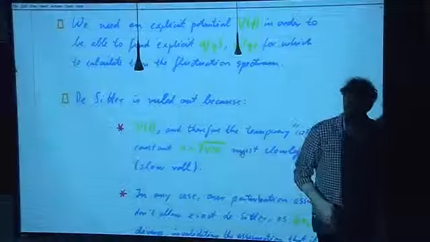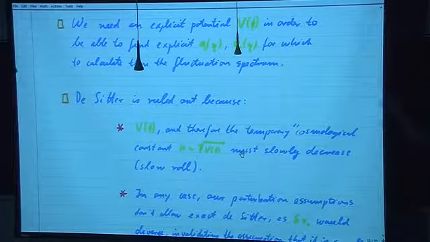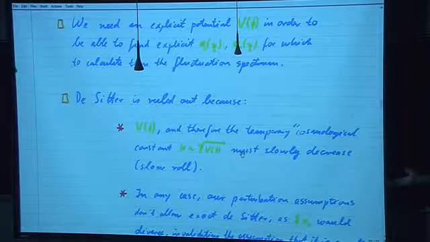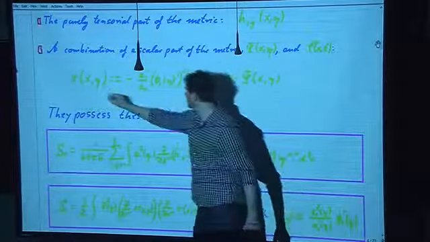Let me also remind you why de Sitter inflation is ruled out. Remember that when we use de Sitter inflation, the Mukhanov variable doesn't make sense. It would diverge, because the Mukhanov variable has this factor in it. Here, that's the Mukhanov variable.